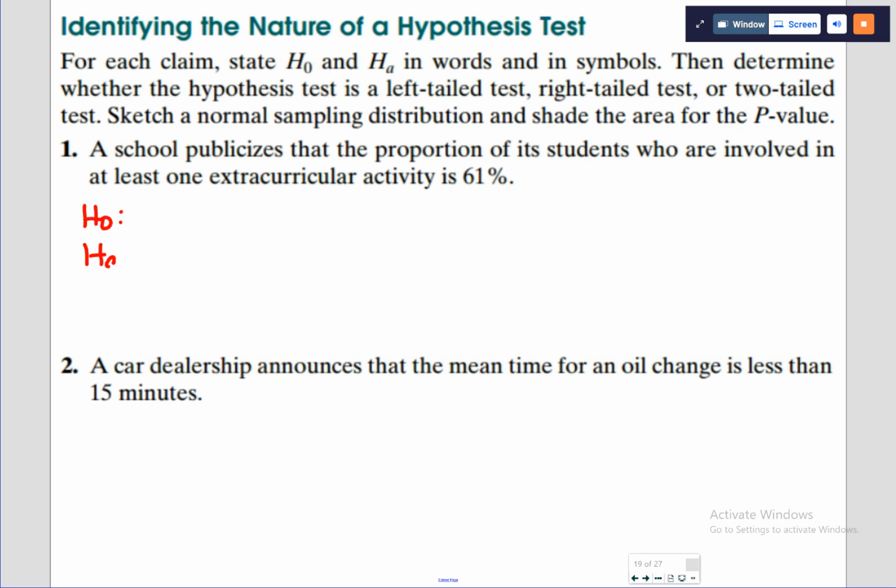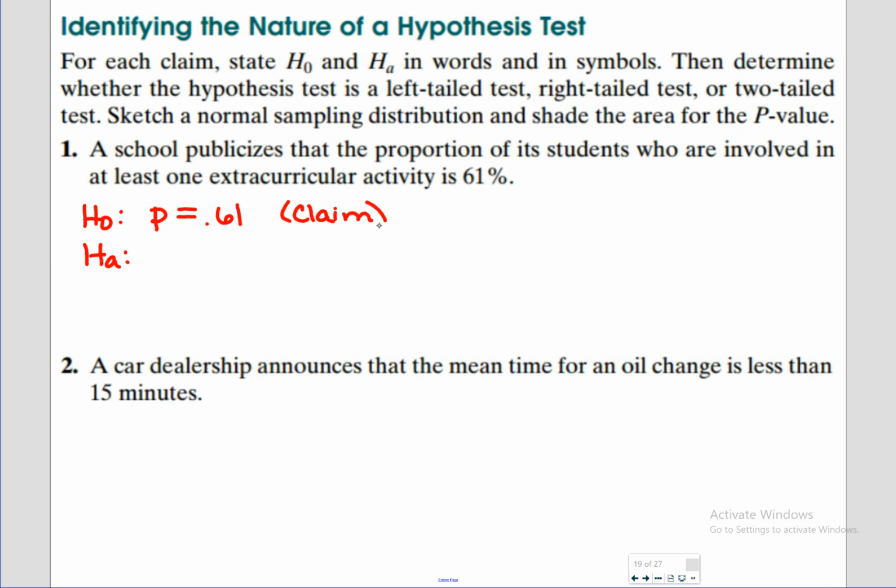Is the claim the null or the alternative here? Okay, yep, and it's proportion, so we're going to use P for our population parameter. The claim is that the proportion of people that are involved in at least one extracurricular activity equals 61%. Usually we see that written as a decimal. So what's the complement of that? P not equal to. Okay.